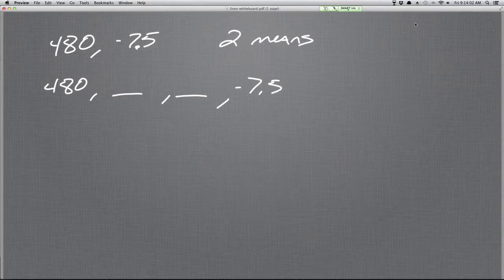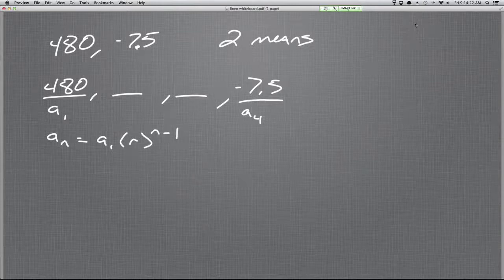So what am I going to do to find r? Put it into the explicit. I'm going to think of 480 as a1. And I'm going to think of -7.5 as a4. So a sub 1, r, n minus 1. So where do I put what? You put the 4 where the n's are. Alright, so I put 4 there. r is what I'm looking for. So what do I put in for a sub n? -7.5, and I put 480 there. So I'm going to have to do -7.5 divided by 480.